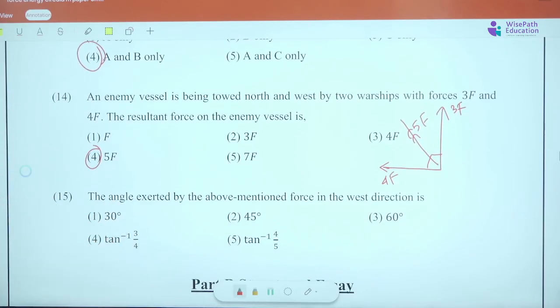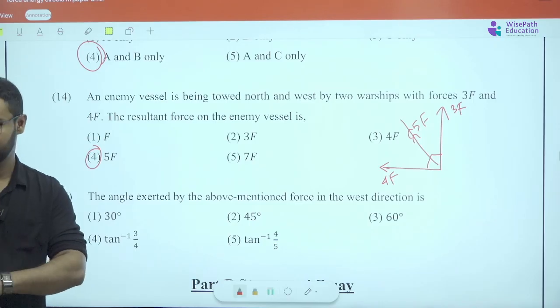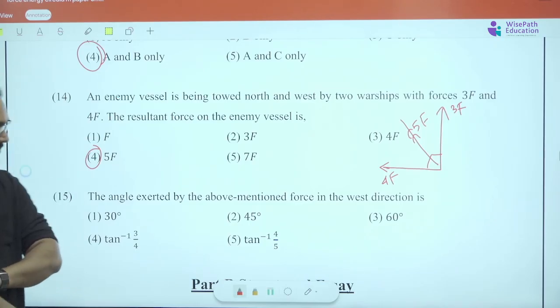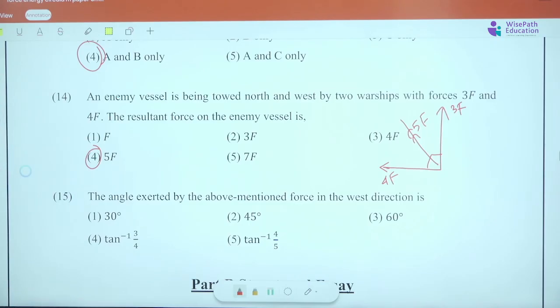That one is easy, right? Not that hard. Yeah. The next question.